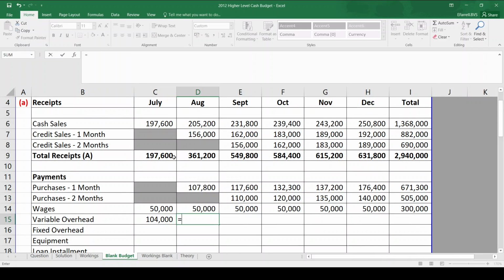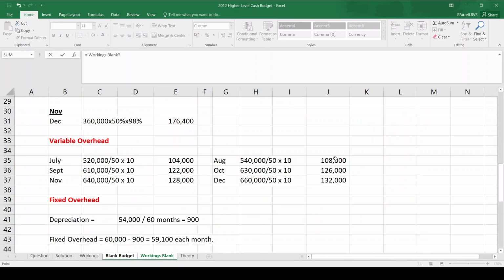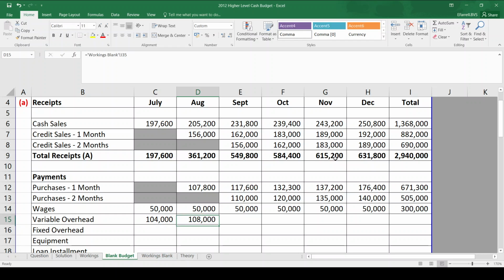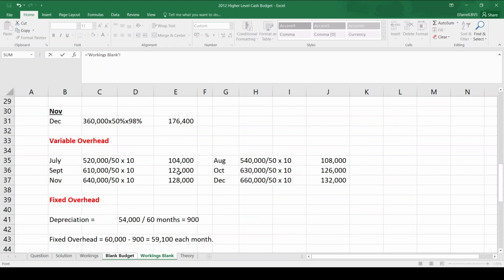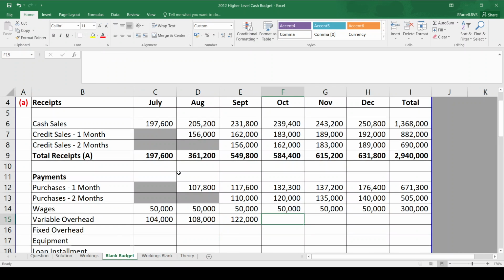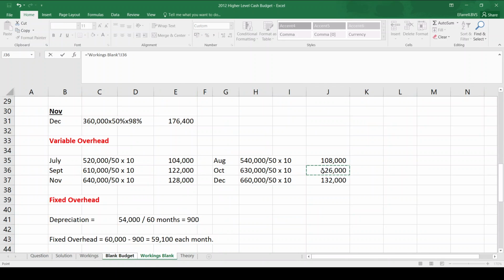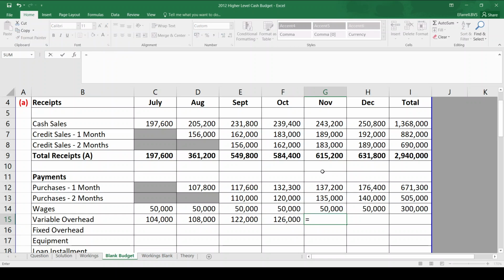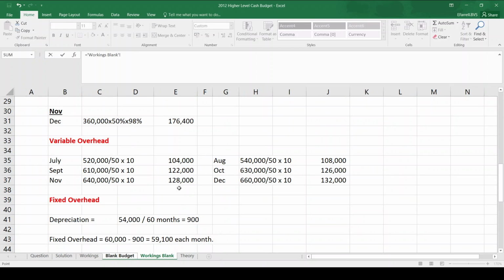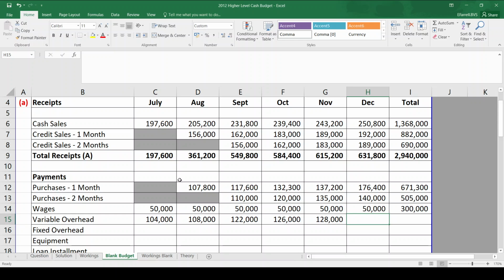So that is July, August, September, October, November, and December. And they are all payable as incurred, meaning the expense, or the cash payment, goes in the month that it is incurred.